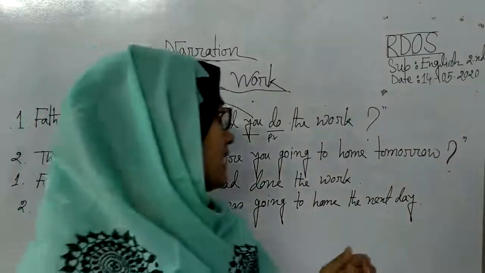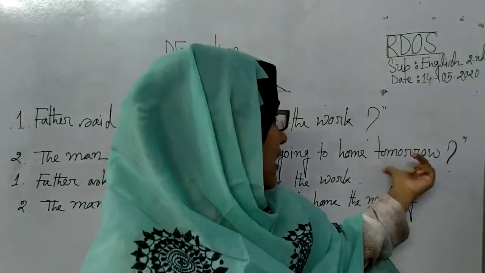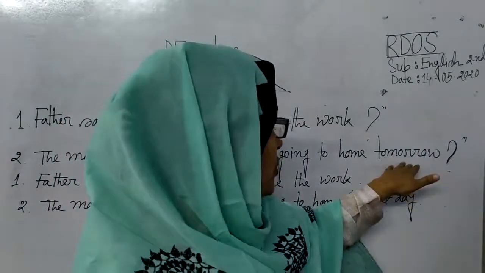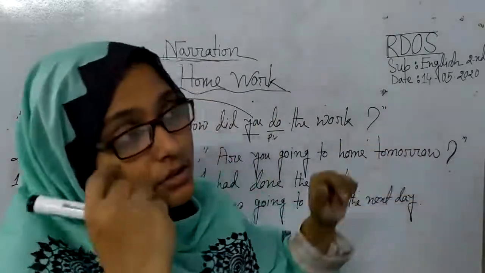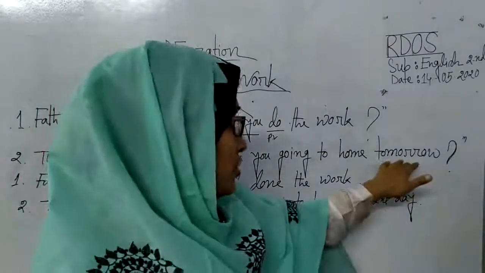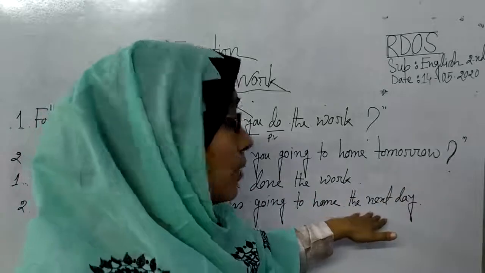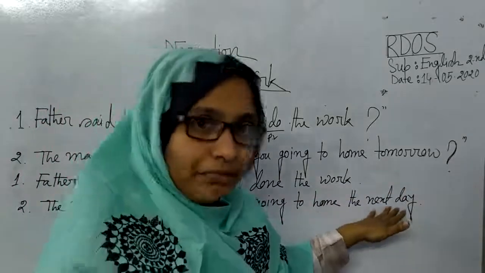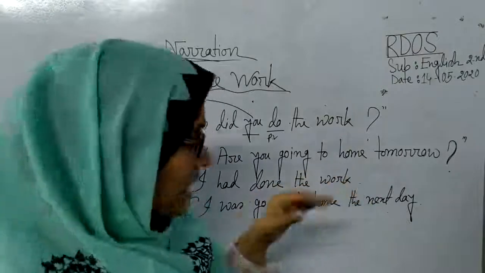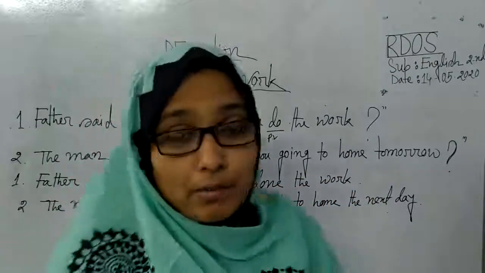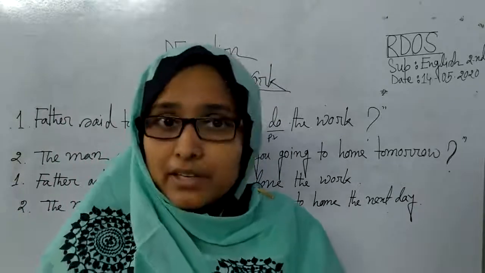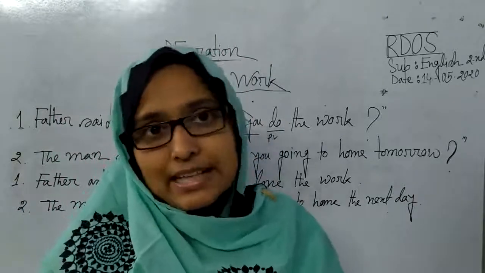Okay, in our previous class there was a mistake. Here, if there is tomorrow, according to the rules of narration, if there is tomorrow, what will it transform into? The next day. Okay, so this is your homework and today I am going to discuss imperative sentence, optative sentence and exclamatory sentence.